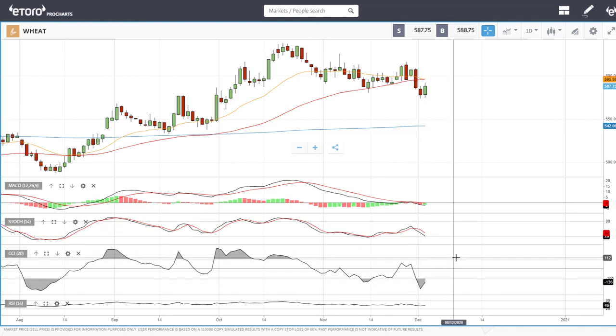There are signs of life. For example, the CCI is very bullish, the RSI is turning around, but these two indicators are still very bearish at this point. So it is not a trade that you should enter under any circumstance now. So just stay away from it.